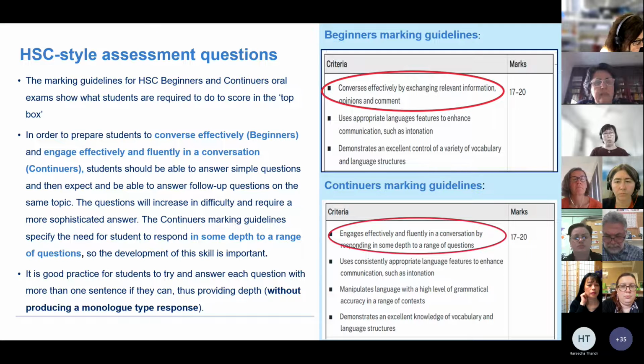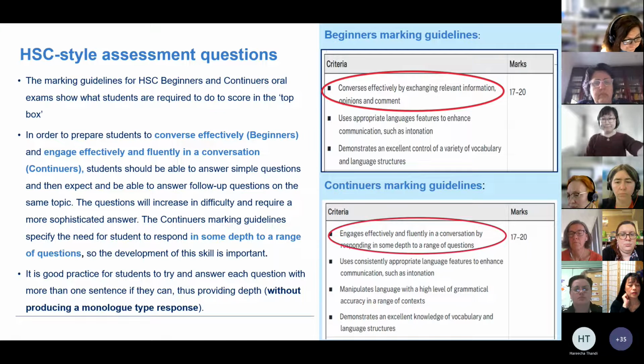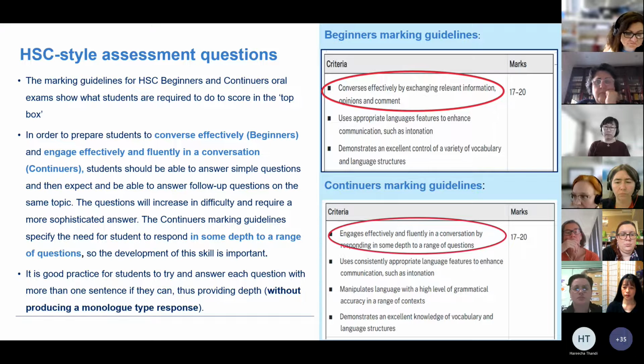I don't like the term marked down, but you don't mark down when you're marking it. But yeah, students are not to use English in the exam, so it must be avoided. Just ask in the target language.